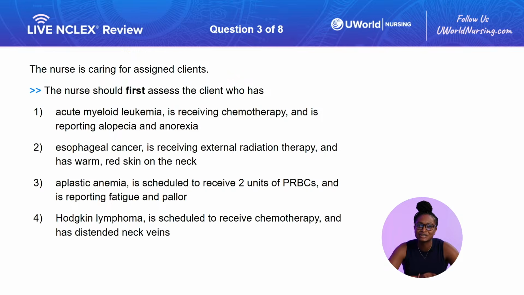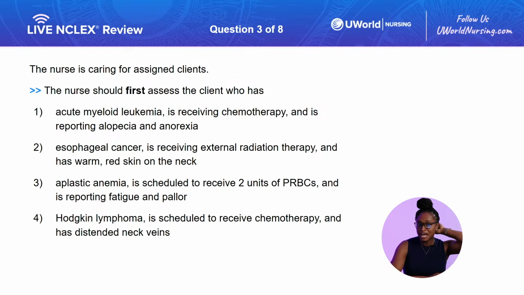Next question. The nurse is caring for assigned clients. The nurse should first assess the client who has what? So again, think of it. Is it an expected finding or is it a complication? Which one of these would be priority and cause life-threatening situations? Is it ABC situations? Is it just complications?